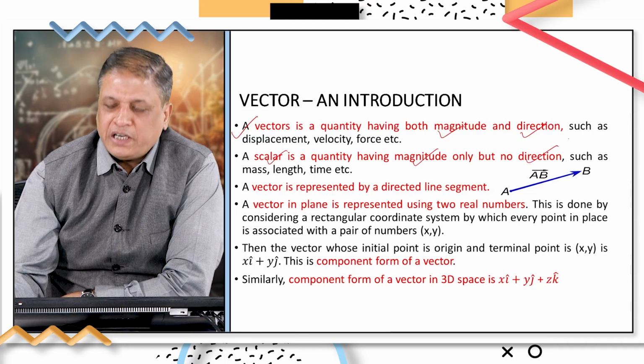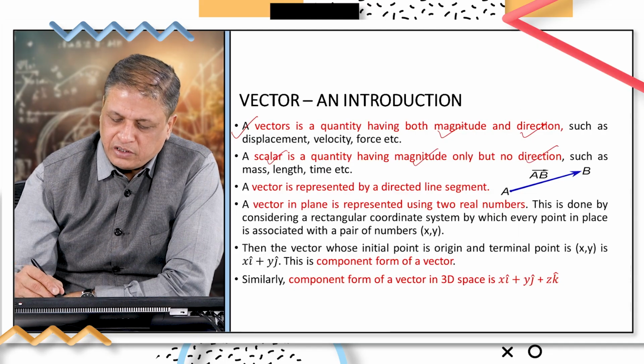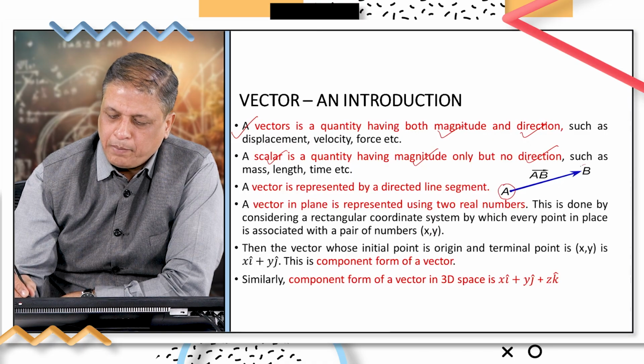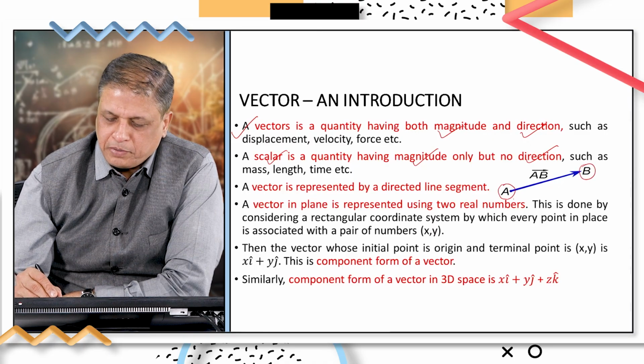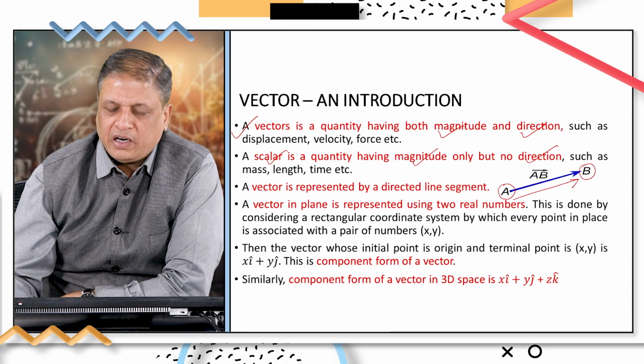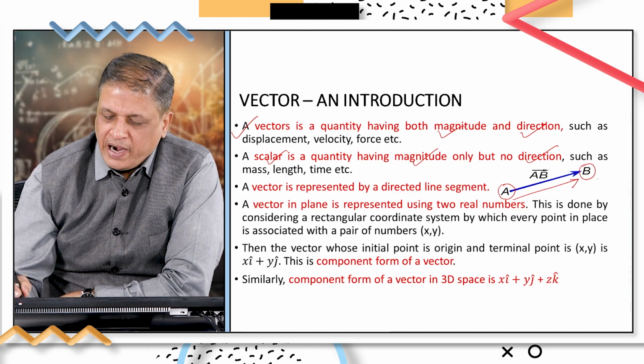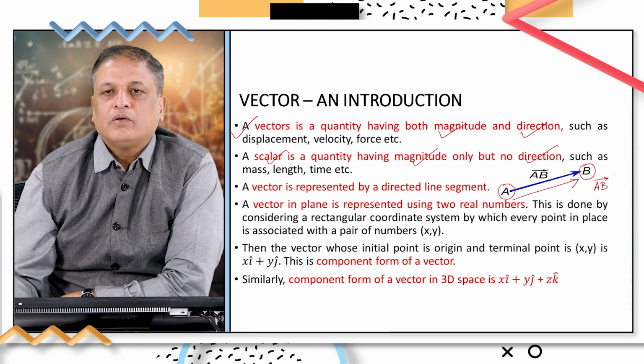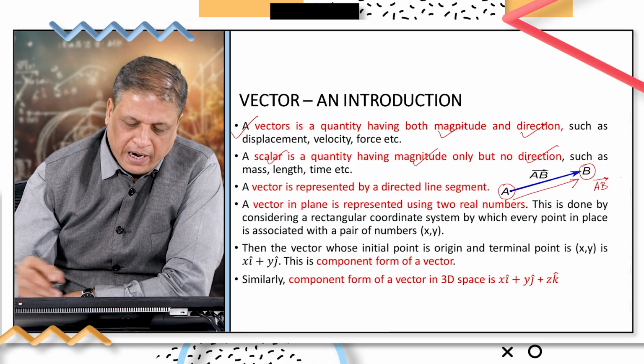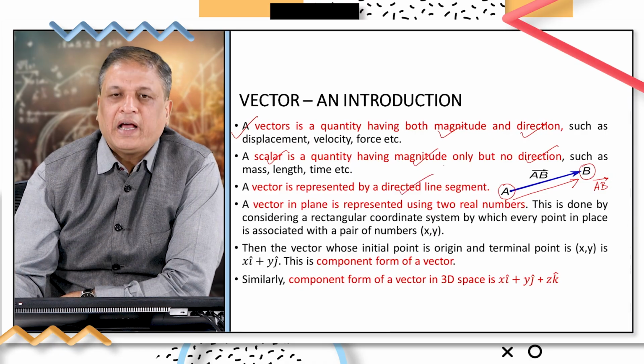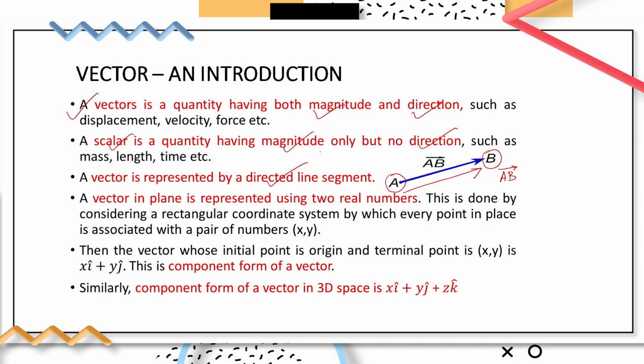So in order to represent a vector, say we have a point A and point B. Vectors are represented by a directed arrow, and the representation is AB with the arrow on the top, and this directed line segment actually represents the vector. So if we want to understand how a vector is represented in a plane, let me show you with the help of an example.